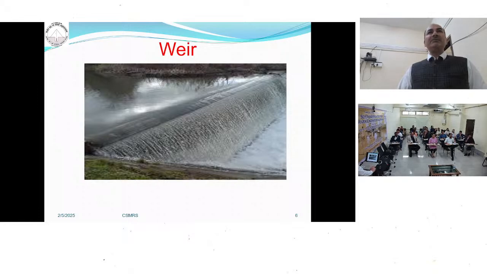What is the difference between a weir and a barrage? In the case of the weir, we allow the water to pass over the top, but in the case of the barrage, we don't allow that. To control the flow of the water, we use gates.